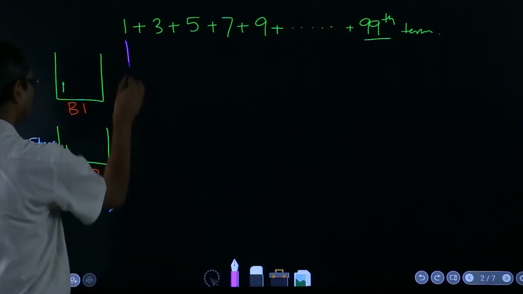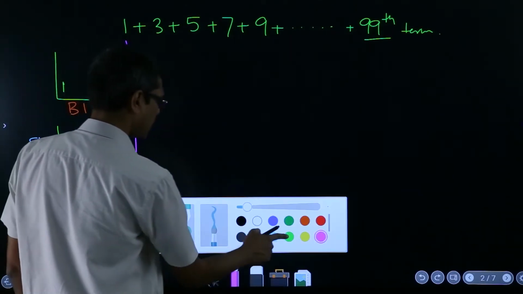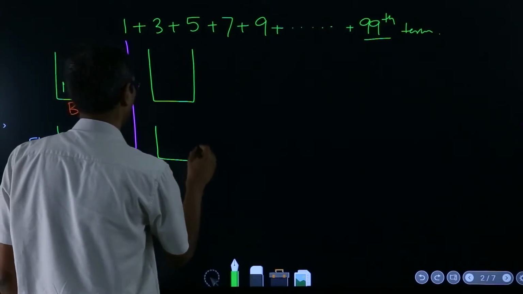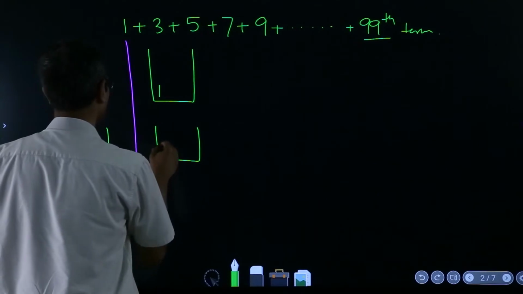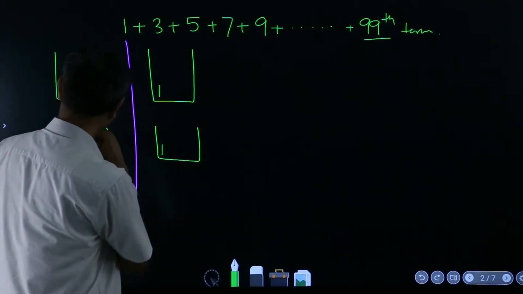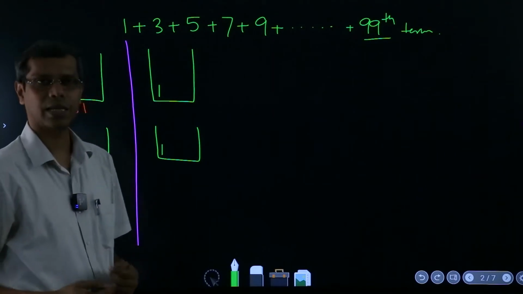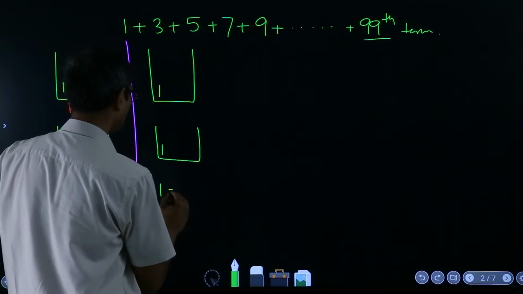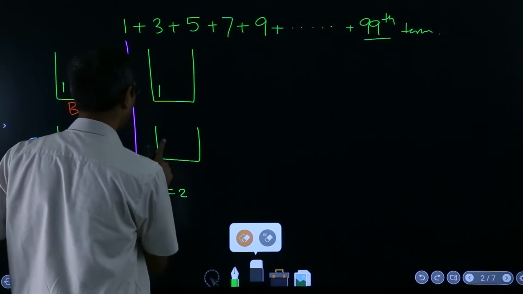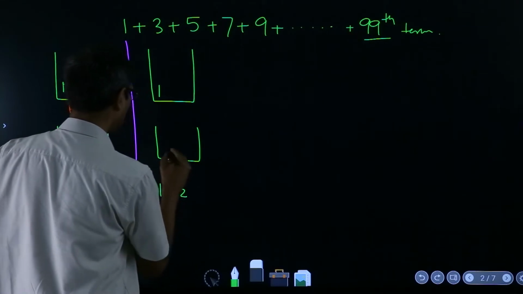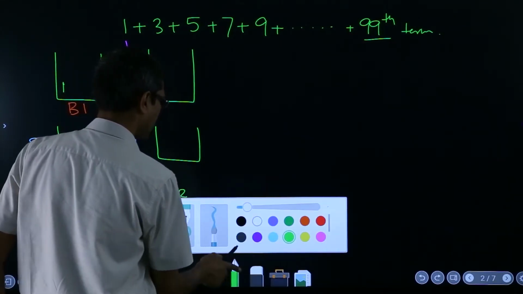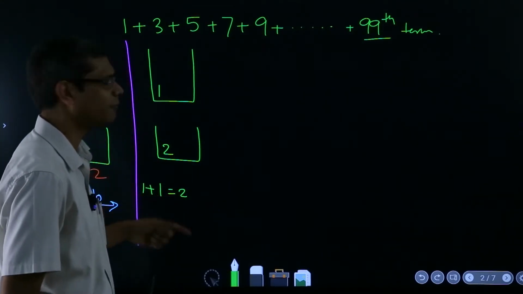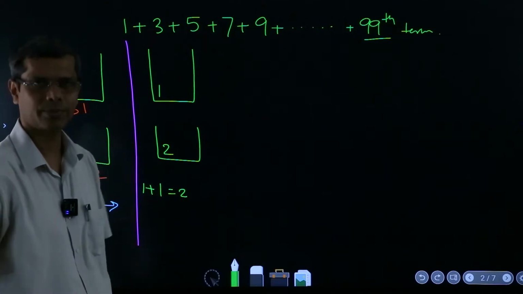Let me put this one, and now I'll again draw the buckets. So this bucket is having 1, this is 1, and what should I do now? Because this is the steps, I'll put 1 plus 1 is equal to 2. So instead of writing 1 here, I'll write this number 2, that is, I am at the second step, so that I can compare this with 98, which is the total number of steps that I must take.